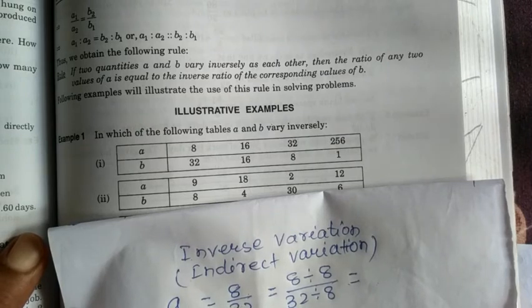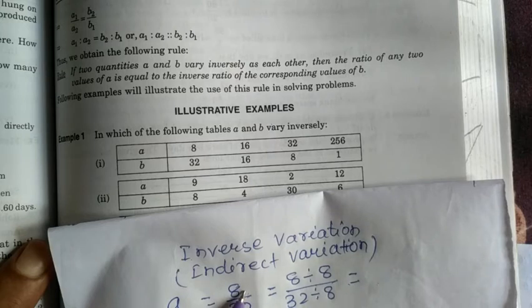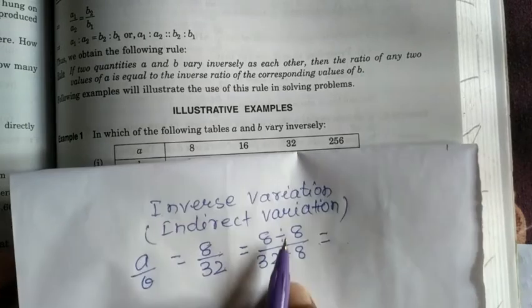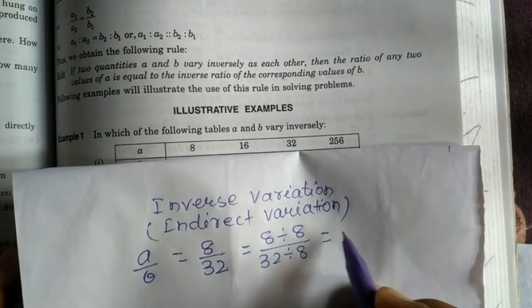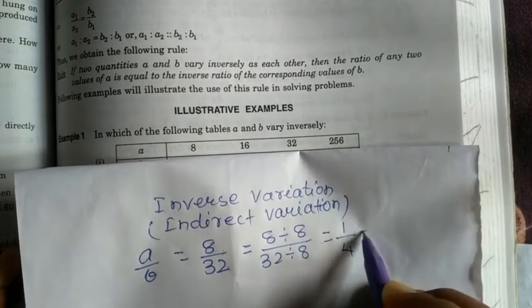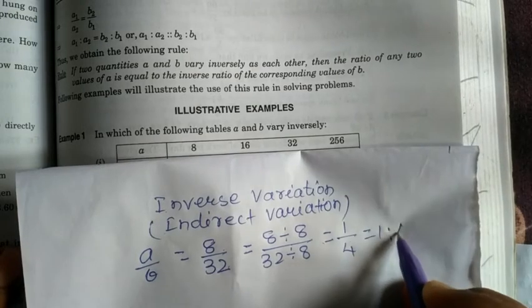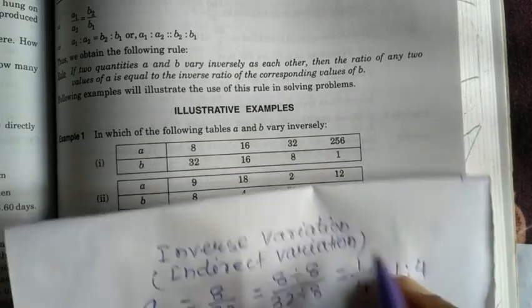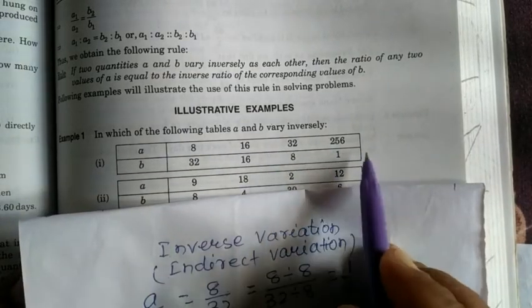As we know, according to our table, whatever table you already learned in your junior class, see here, 8 is the maximum value, the common value for 8 and 32. That means we have to divide both by 8 and we will get this. So what is the ratio here? 1:4. Now test this.